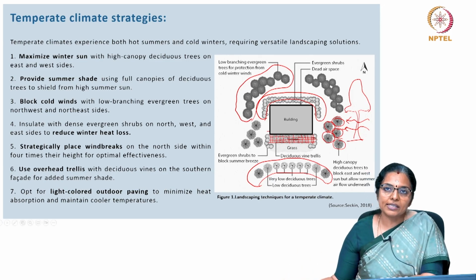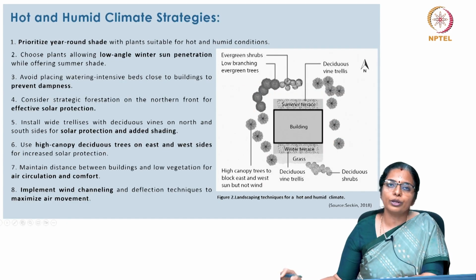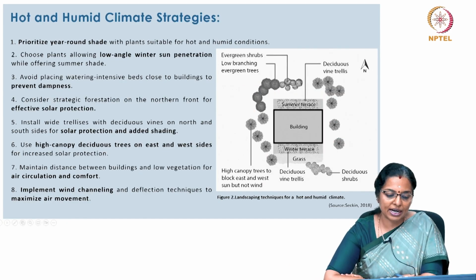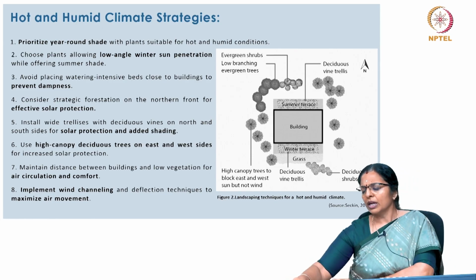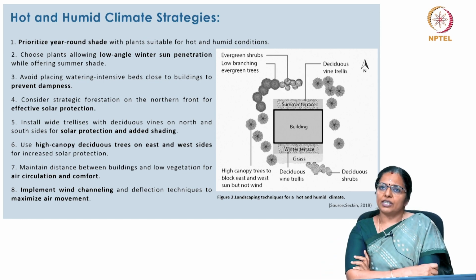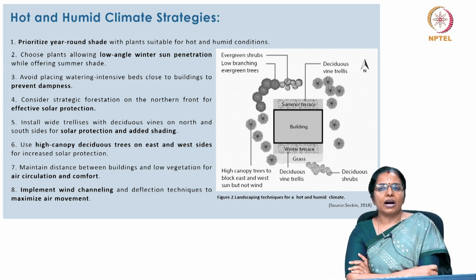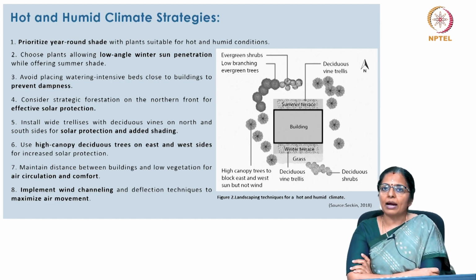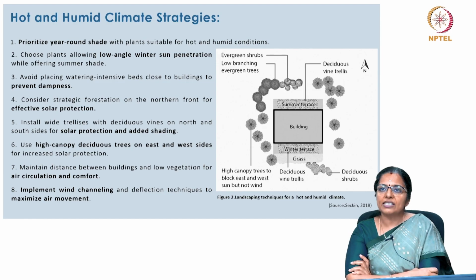These will be the basics to follow in the temperate climate. Now we move on to the hot and humid climate strategies. In hot and humid climate, key strategies include selecting plants for low angle winter sun penetration and summer shade, avoiding dampness by placing planting beds strategically, and considering forestation on the northern front for solar protection.